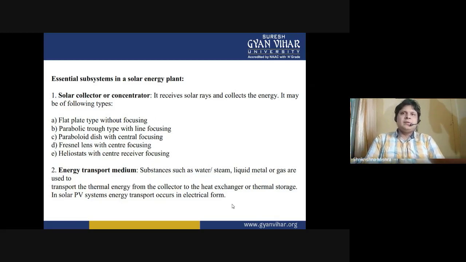It may be of the following types. As I have told you, collectors are of various types like flat plate, parabolic trough, paraboloidal dish with central focusing, Fresnel lens with center focusing, and the heliostat.